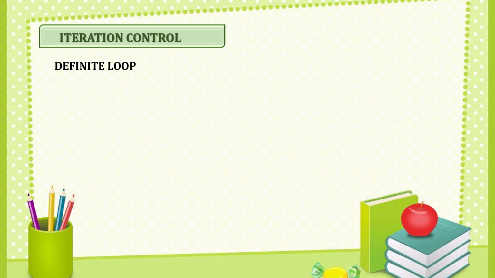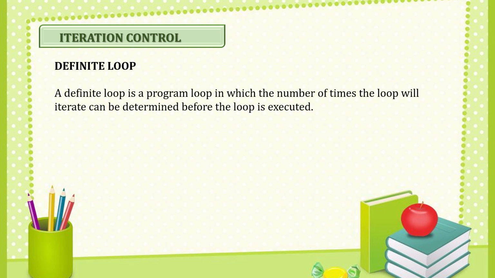Moving on to the next thing, we have two types of loop. The first one was the definite loop. So what is a definite loop? A definite loop is a program loop in which the number of times the loop will iterate can be determined before the loop is executed. So by seeing the previous example, we can say that till the current value is less than or equal to the n value, that particular loop will execute.